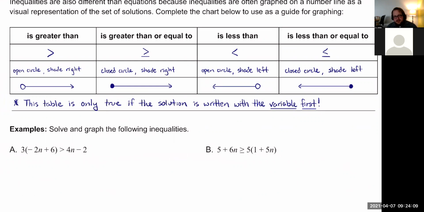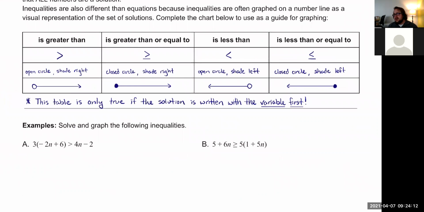One other thing I would mention about the table, if you are interested in trying to memorize which one is which, it's actually pretty handy. So long as you are always writing your variable first, the direction in which the inequality sign is pointing also happens to be the direction in which you need to shade. Again, that's assuming that you have the variable first, because if you have it flipped around, you're accidentally going to shade in the wrong direction. So long as your variable is written first, that trick works.